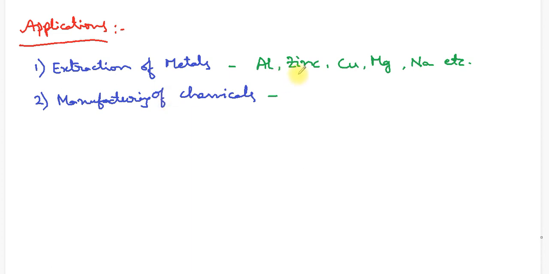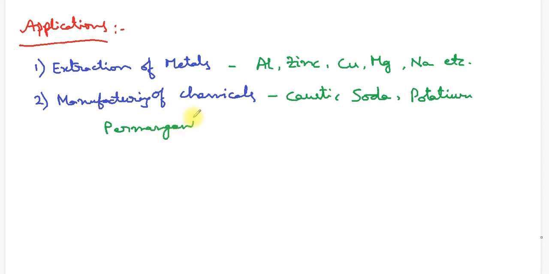The examples are like this: caustic soda, potassium permanganate, hydrogen, oxygen, etc. So these are the chemicals we can manufacture from the process of electrolysis.